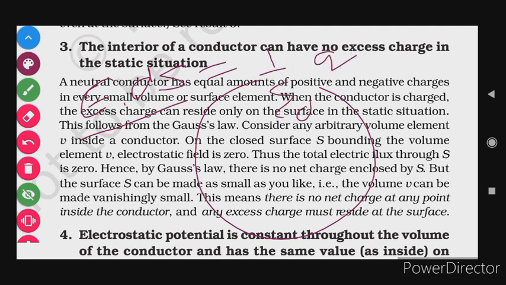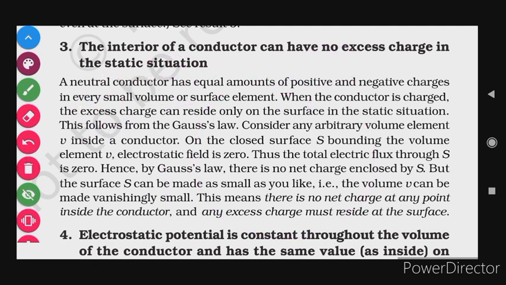Now we are saying that there is no electric field inside the conductor from the first point. So this implies that ds cannot be 0, and the only thing that can be 0 is the charge. So this concludes from Gauss's theorem that there is no charge inside the conductor because there is no electric field inside the conductor.